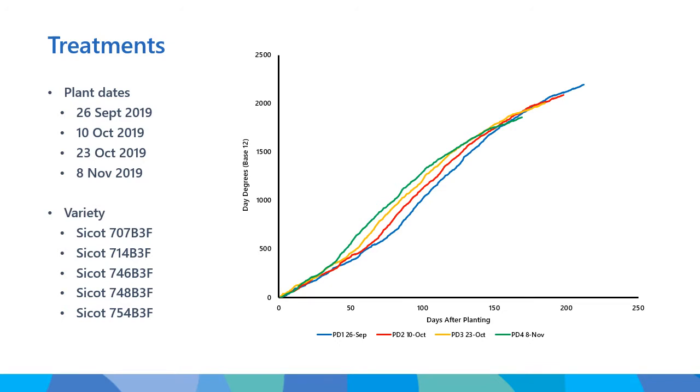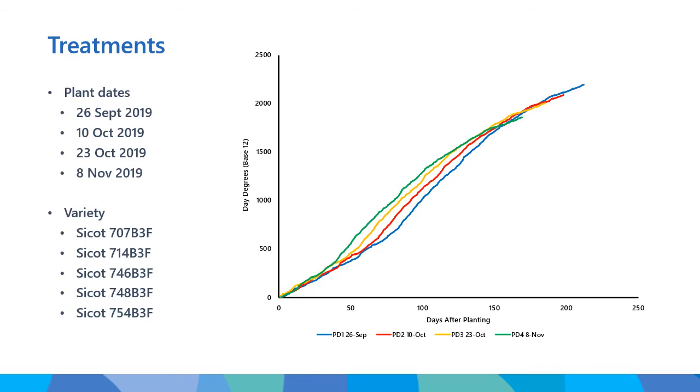So here are our treatments. There are a range of planting dates from late September through to early November. That early November was a sort of plant date thrown in there to simulate a replant scenario pushed really late, and they were compared against all current commercial varieties.